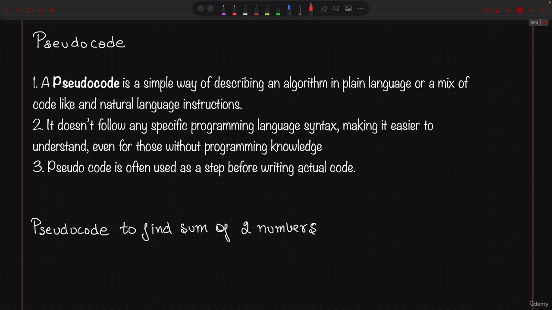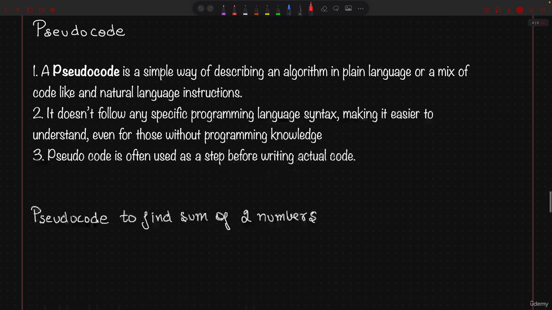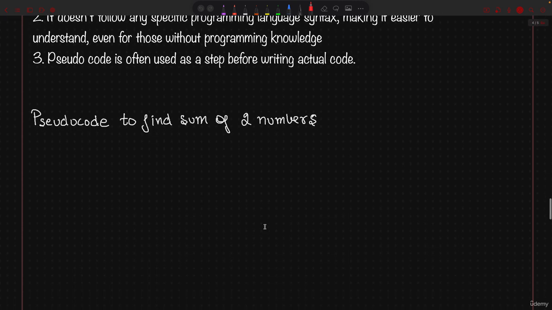Now the next thing, it doesn't follow any specific programming language syntax, making it easier to understand even for those without programming knowledge. And the last, pseudocode is often used as a step before writing the actual code, something which I'm going to talk a little bit more in the next video as well. Okay, so great everyone. Now let us try to write the pseudocode to find the sum of two numbers. So let us see exactly how it's going to be.